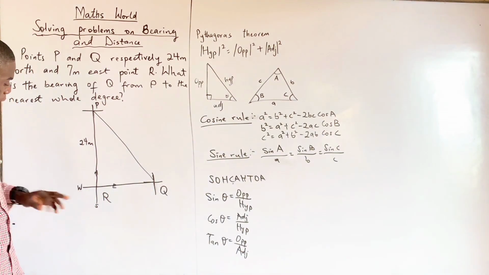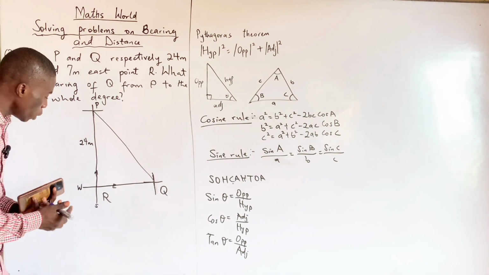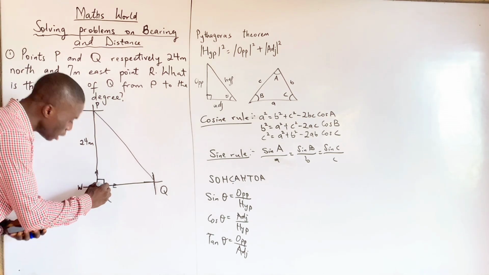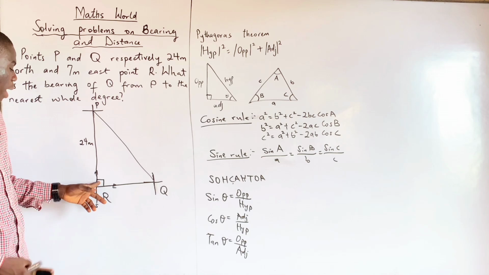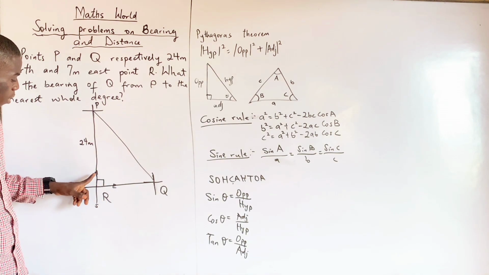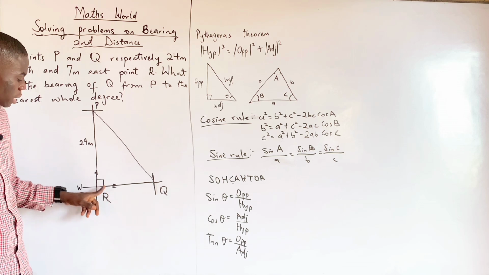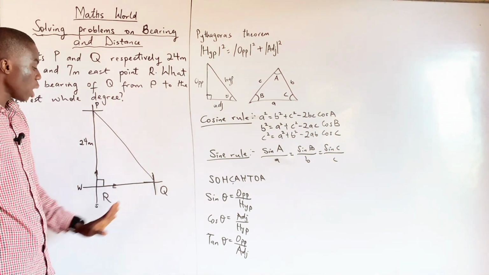So here now we can say that between north and east is 90 degrees, which means here is 90 degrees. It is a right angle triangle. I told you in my previous video that whenever the angle between north and east is 90 degrees, as you can see now, it is a right angle triangle.